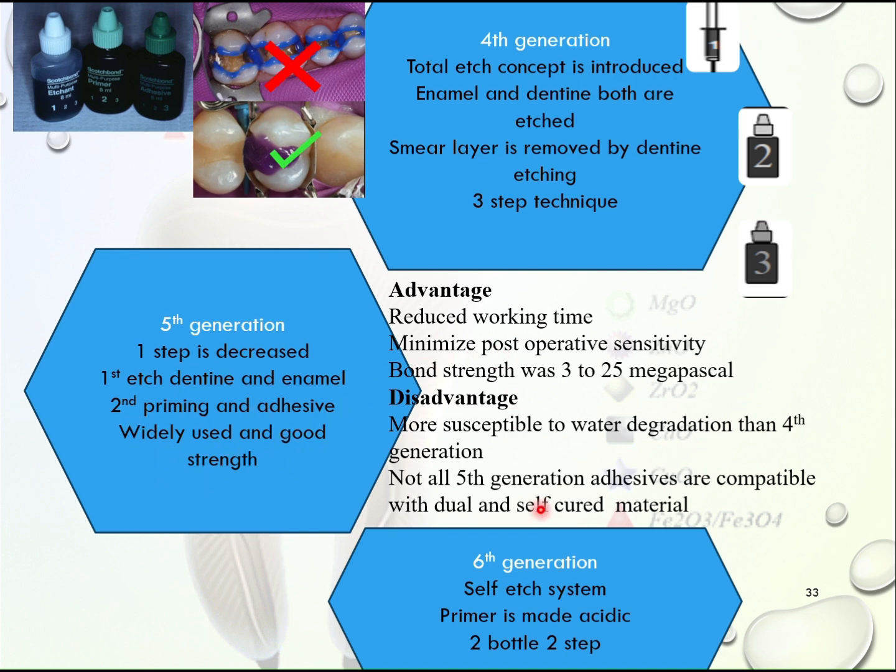Then there was a 6th generation, where the primer was added in the etchant. That is the self-etch system. The primer is made acidic, 2 bottle, 2 step. That is, in the 6th generation they tried adding the primer in the etchant instead of adding it in the bonding agent, as in the 5th generation. That is the self-etching primer.